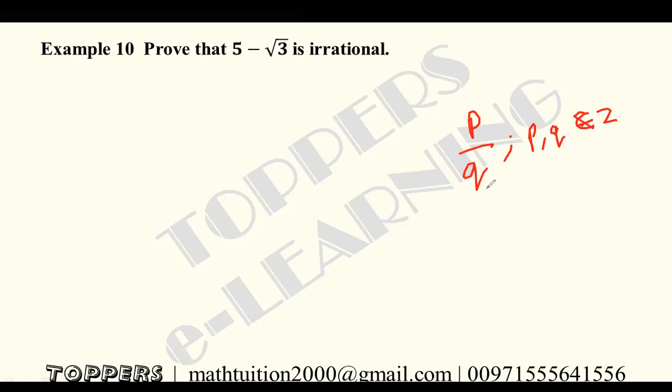What do you mean by coprimes? The simplest form, obtained by dividing by all common factors. We divide the numerator and denominator by the HCF, the highest common factor, and if P and Q have only one as a common factor, then we can say that P and Q are coprimes. Okay, then what is the next step?